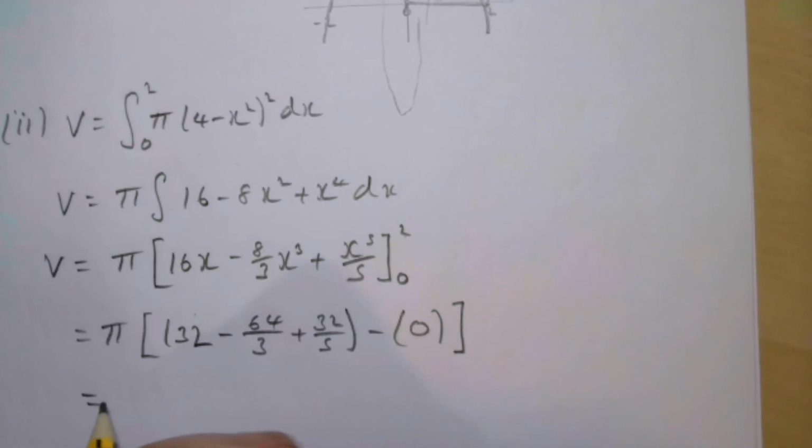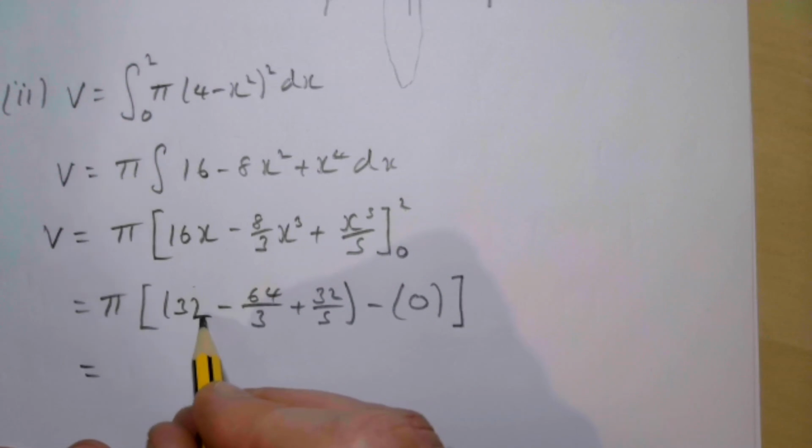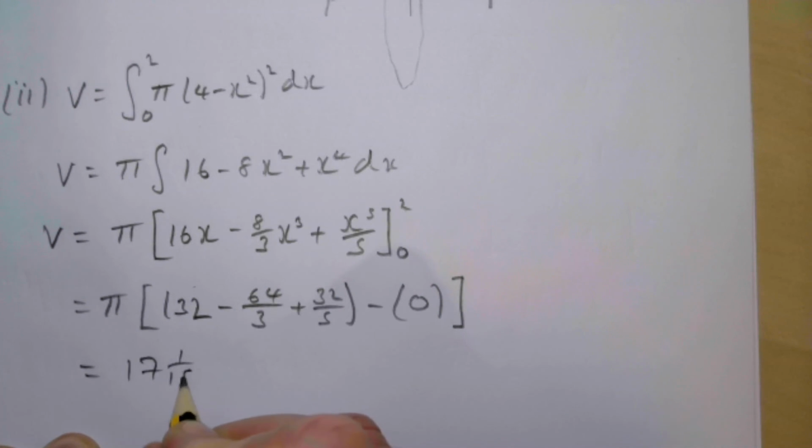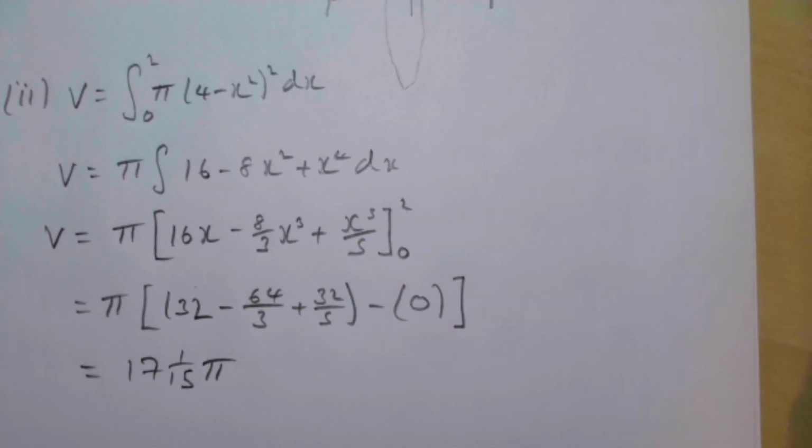If you put that in your calculator or whatever way you want to work it out, you get 17 and 1/15. So 17 and 1/15 pi.